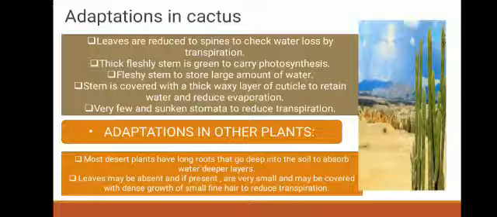Adaptations done by cactus. Leaves are reduced to spines to check water loss by transpiration. The thick fleshy stem is green to carry out photosynthesis. The fleshy stem stores a large amount of water. The stem is covered with a thick waxy layer of cuticle to retain water and reduce evaporation. Very few and sunken stomata reduce transpiration.